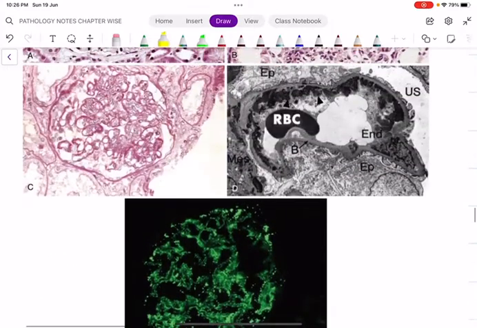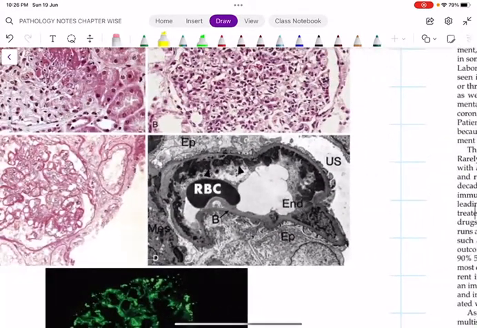Okay, see, this is the picture. Focus on this picture. What you can see here, I am drawing with violet color, is nothing else but wire loop lesions. Wire loop lesions are an electron microscopy finding. What is a wire loop lesion? It is an electron microscopy finding.